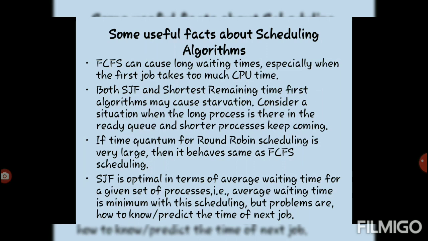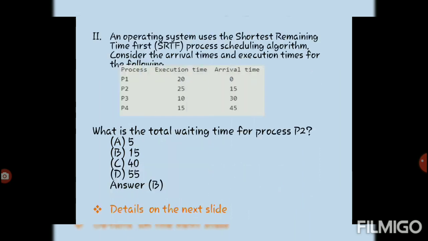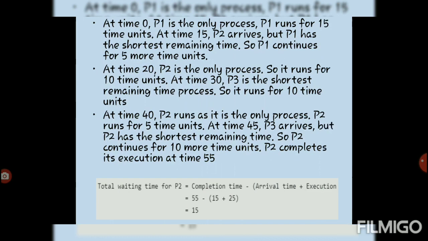If the time quantum of round robin is large, it behaves like FCFS, first come first serve. Then shortest job first is the optimal scheme in terms of waiting time. I also added some examples about these process scheduling algorithms. If I explain everything, the video will be so lengthy, it will be tough for you to download. So just work it out on your notebooks, you will understand this. I hope you understand process scheduling, and that's all for now.